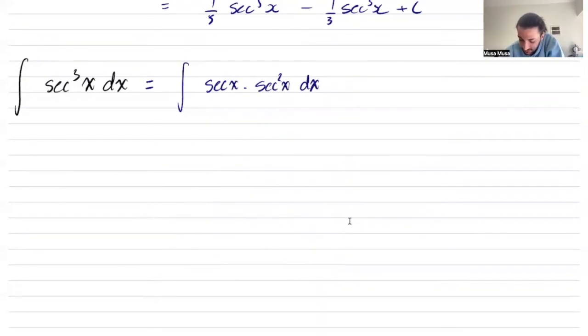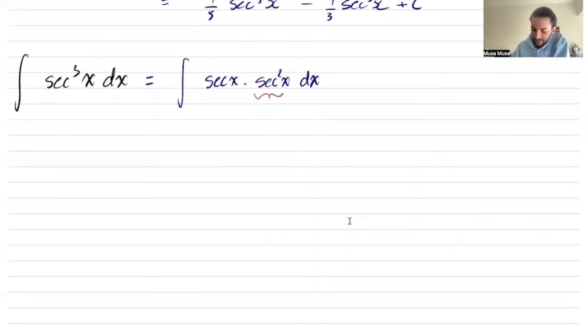If I replace this with anything, I don't know if I get anywhere. Like, if I replace the sec squared with tan squared x plus 1, I don't know if I'm going to get somewhere because I just got to where I was before. I don't want to do integration by parts. Should I do integration by parts? Okay, let's do integration by parts. See if this works.